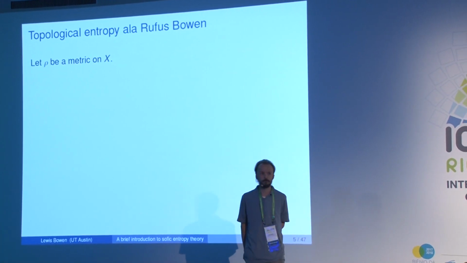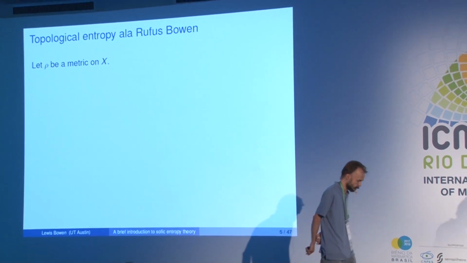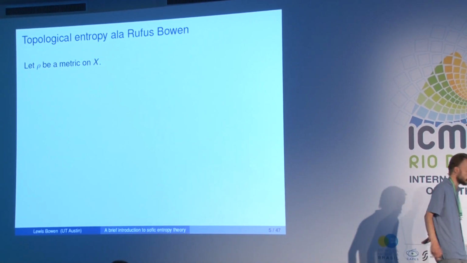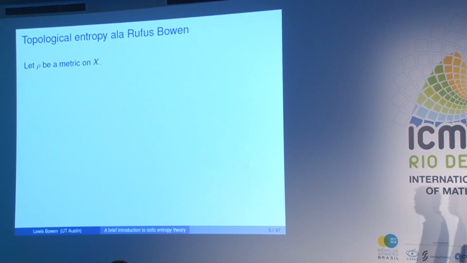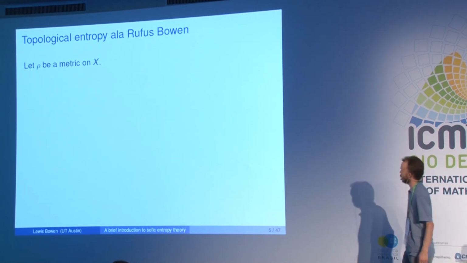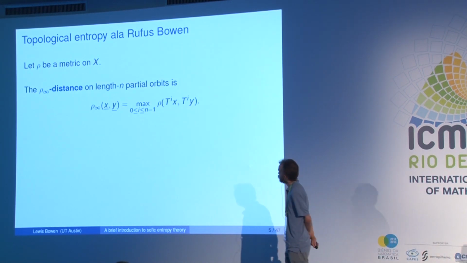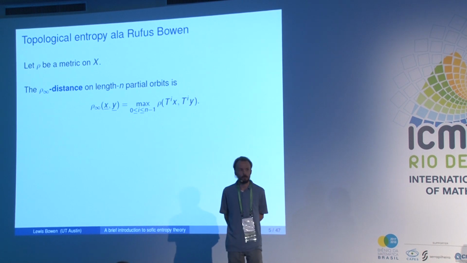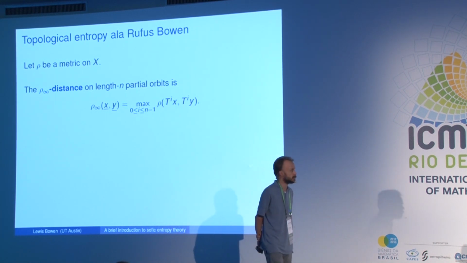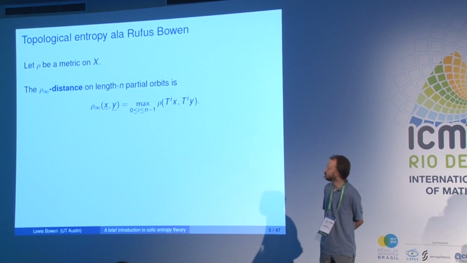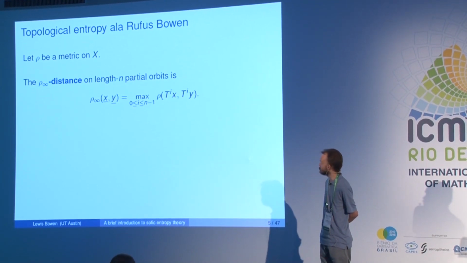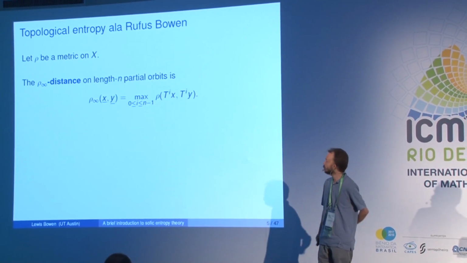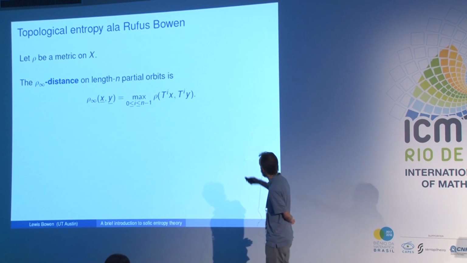Okay, so let's fix a metric. It turns out that the topological entropy does not depend on the choice of metric, but it's convenient to have a metric. Then the rho infinity distance between two partial orbits is just the maximum distance between their ith iterates.